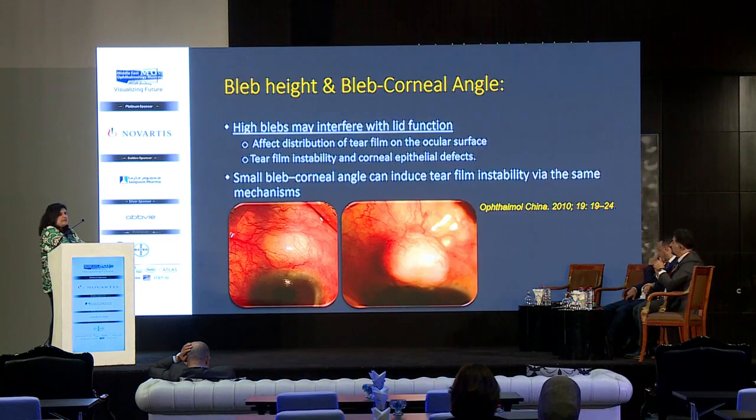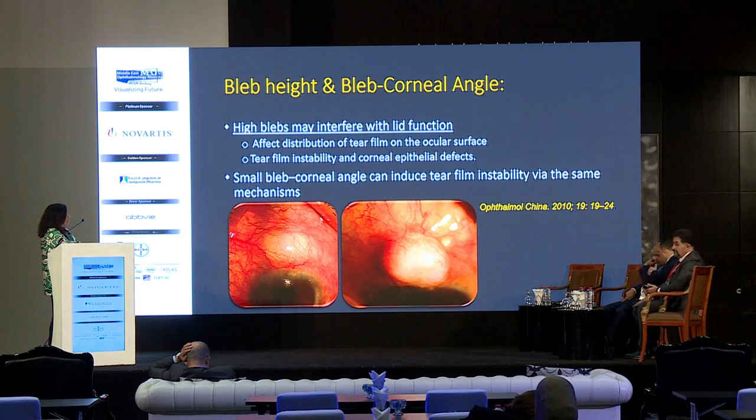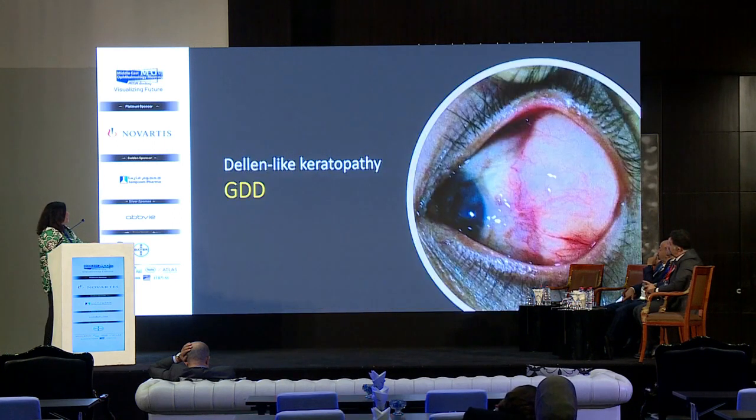The bleb height and the bleb corneal angle also contribute to a dysesthesia and an inconvenience when the patient has such a high bleb. So address the patient's inflammation in the early postoperative period so that you don't have an acute angle of the bleb with the cornea, with the sclera. A small bleb corneal angle can induce tear film instability via the same mechanism as I already talked about. So address inflammation at all levels.